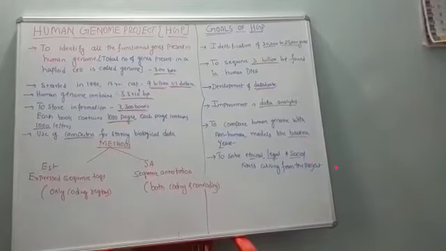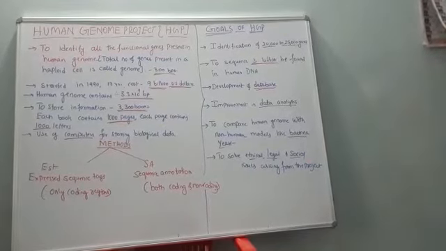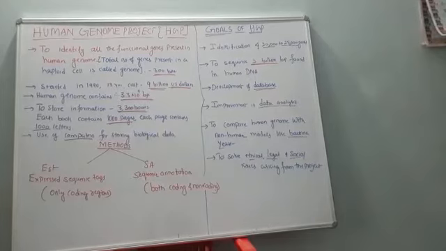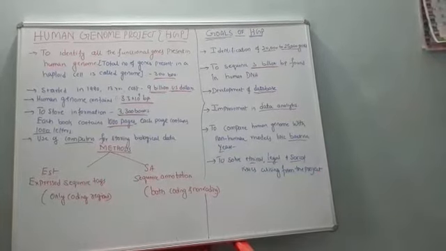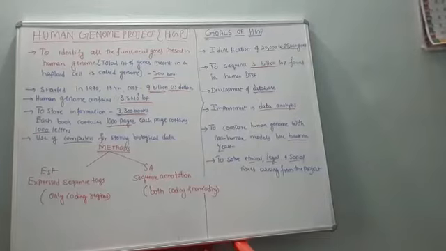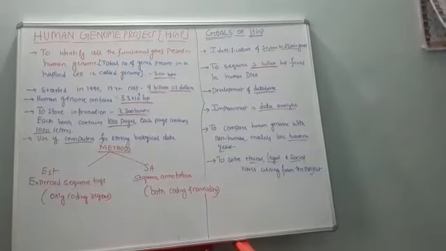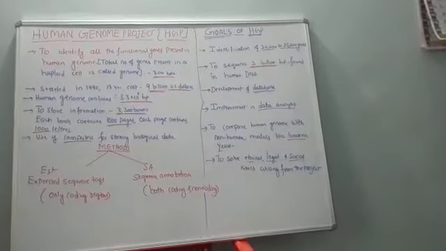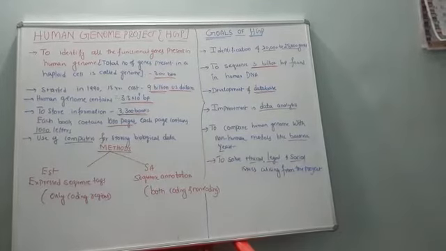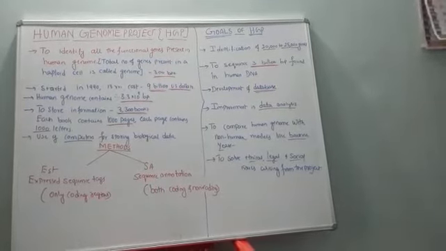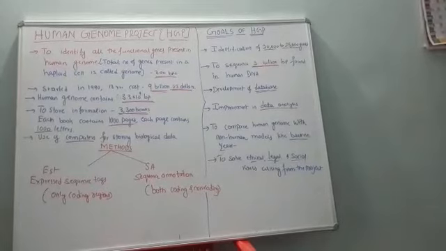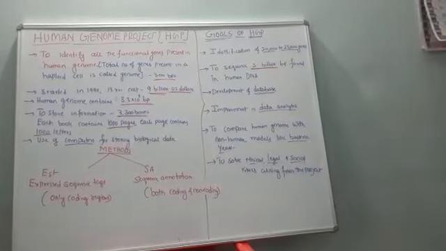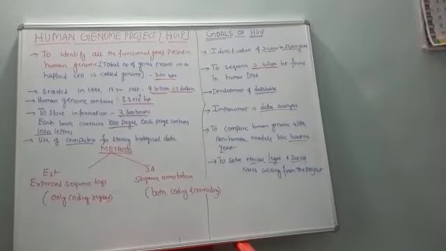Apart from that, improvement in the data analysis. HGP also focused on the improvement of data analysis. Lastly, they have also developed a comparison between the human genome as well as non-human genomes like bacteria, yeast, nematodes, etc. Their main aim was to sequence the nucleotides present in the human genome, and compare it with the other non-human models like bacteria and yeast. So this was the main goal of the Human Genome Project.